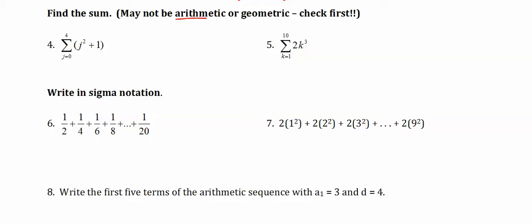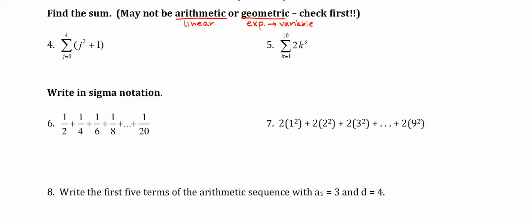They may not be arithmetic or geometric. Remember, for arithmetic, you're looking for that linear pattern, and for geometric, you're looking for something exponential. Now, I know you see exponents in numbers 4 and 5, but to be exponential, your exponent must be that variable. So number 4 is actually a quadratic function, and number 5 is cubic. So we don't have any special formulas for these. We're going to have to just write out all the terms and add them all up manually.